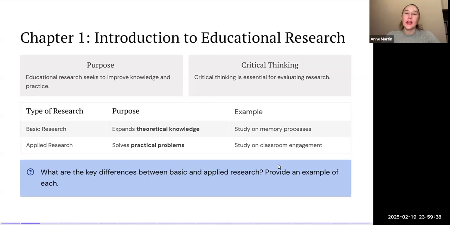And then applied research is taking that basic research and applying it to a specific situation, like a school or a classroom or a curriculum. So for instance, basic research might focus on memory and processes of memory and focus on the brain and how that works. And then applied research might build on that theoretical knowledge that came from the basic research and apply it to classroom engagement and maybe how certain engagement strategies or pedagogies might impact memory. So think about the difference between basic and applied research, and can you think of an example of each?